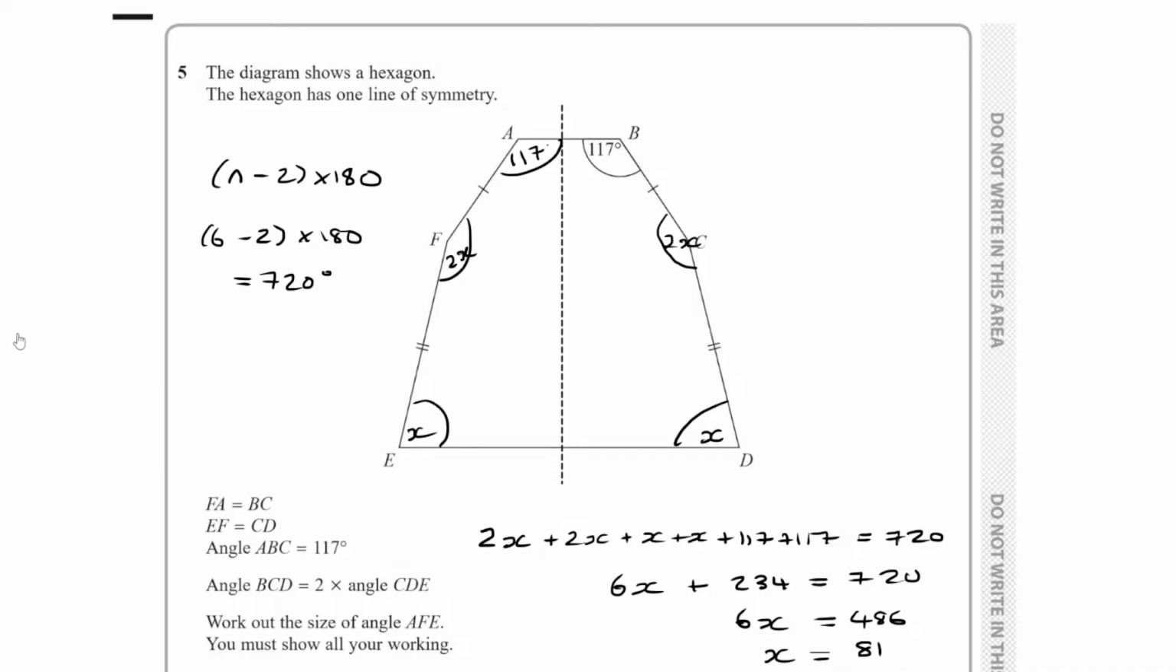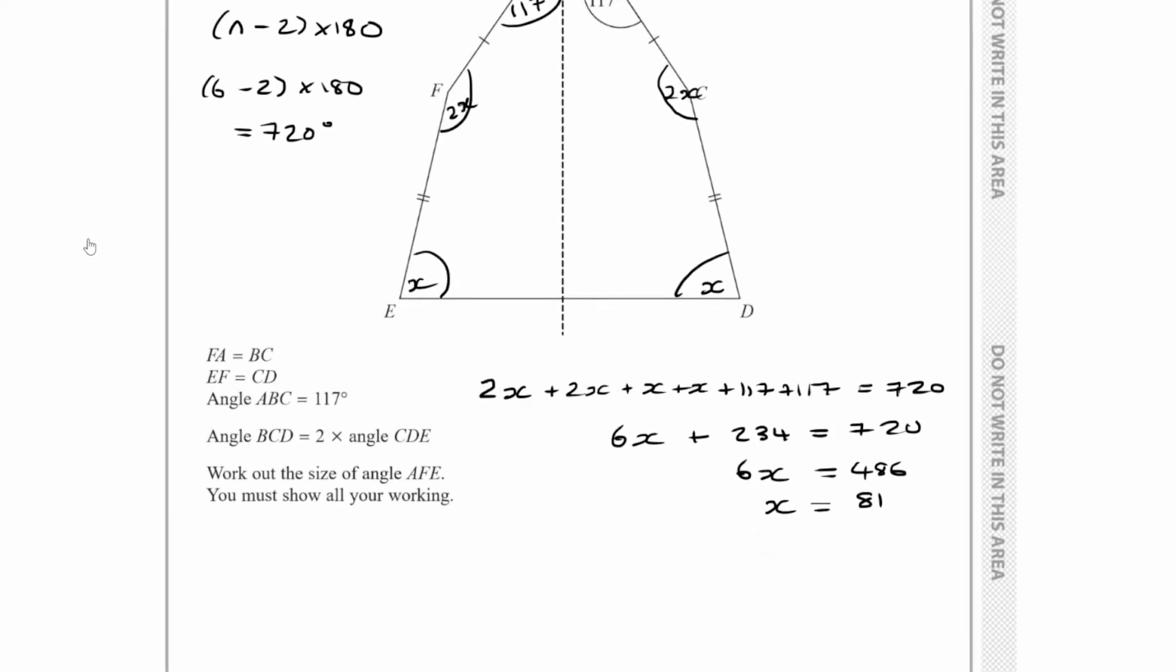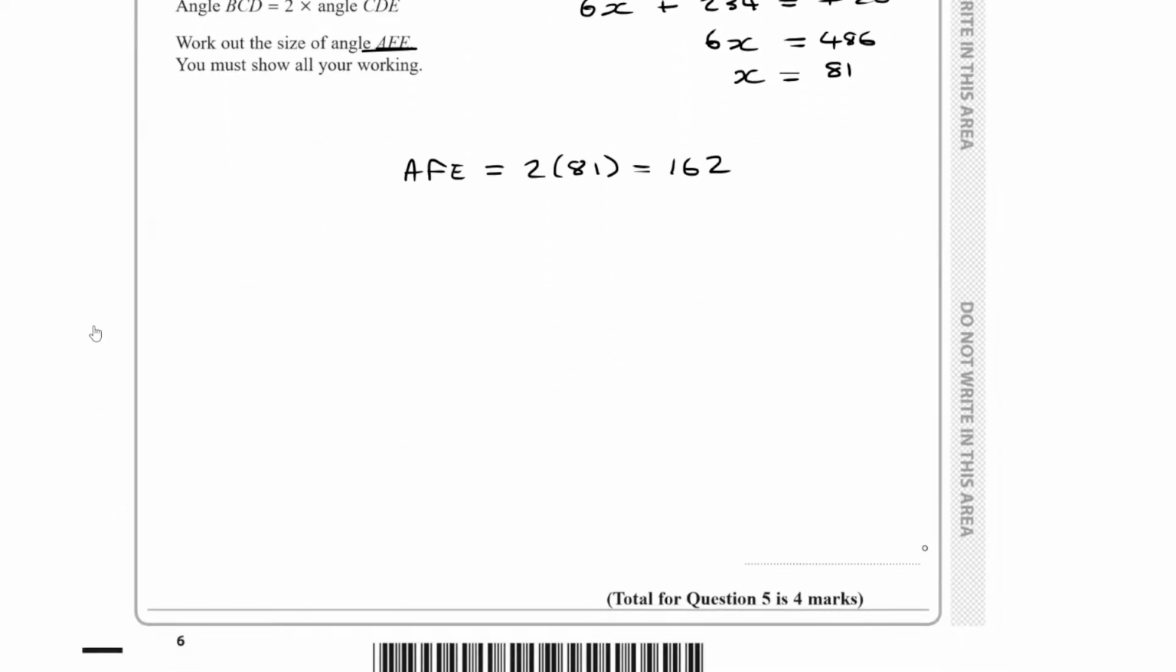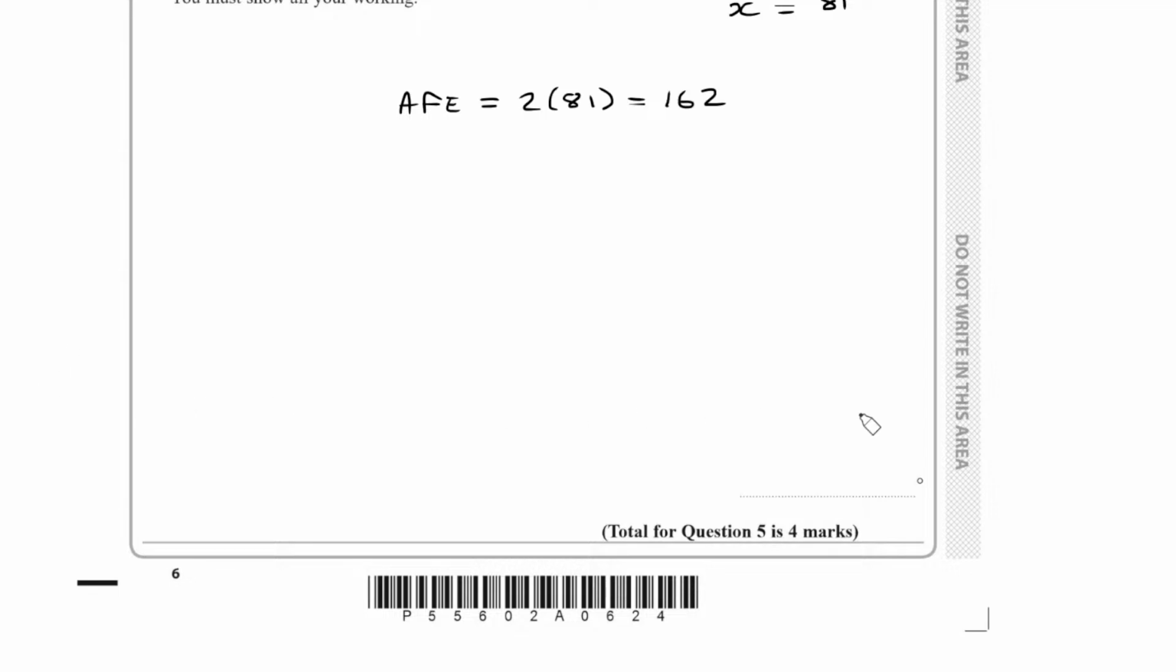Now, the only thing to bear in mind is that it feels like you've found the answer when you found x, but this one isn't just x. That's not the answer, is it? We were looking for AFE, which was 2x. So just remember, is x actually my final answer, or have they asked for something more than that? 2 times 81, so 162 should actually be your answer. And you can see that one was 4 marks.